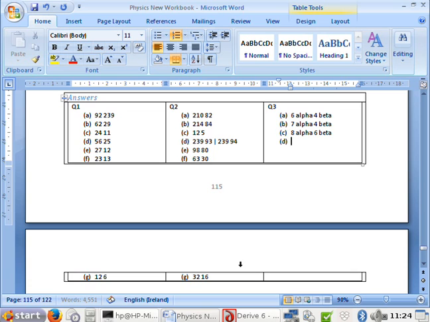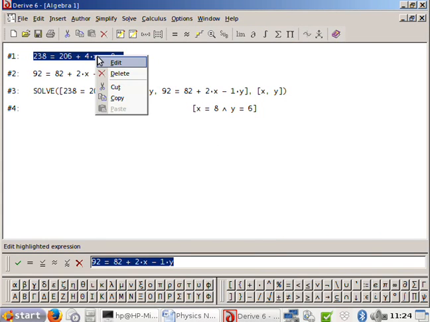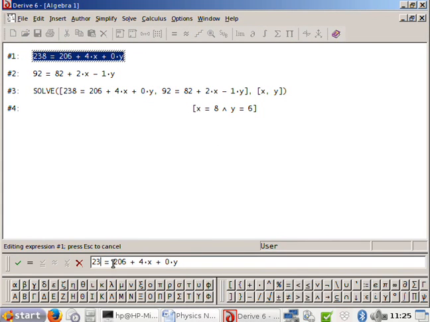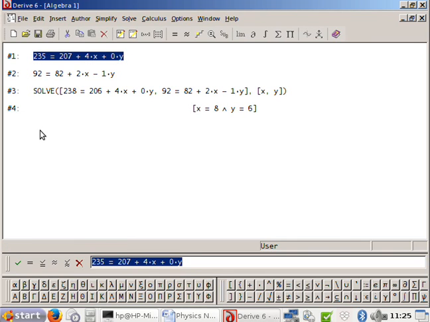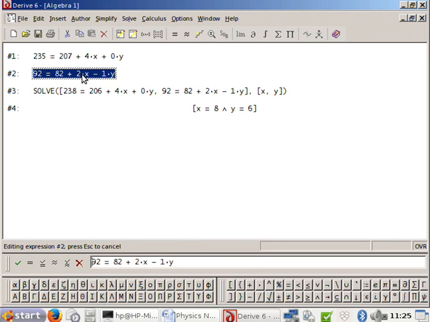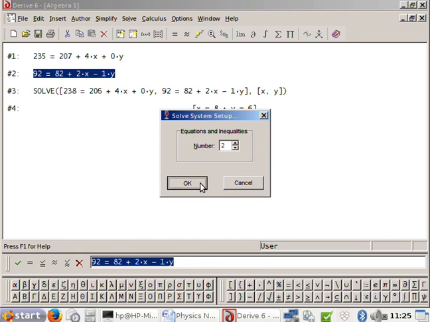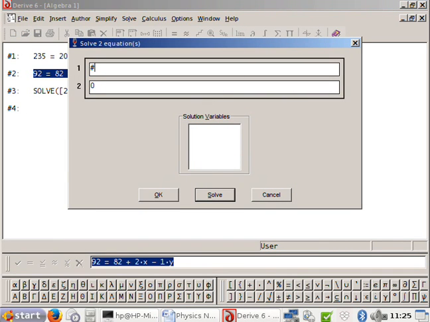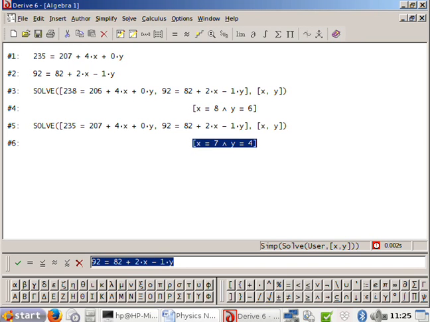Okay, and then D, let's see, 235 and 207, and then here 92 and 82 as well, yeah? Solve system. Okay, so that last one's 7 alphas and 4 betas.